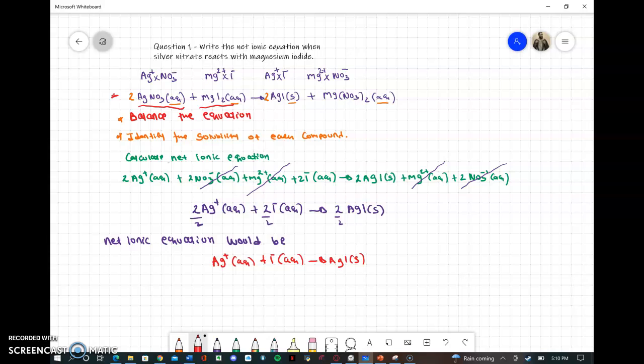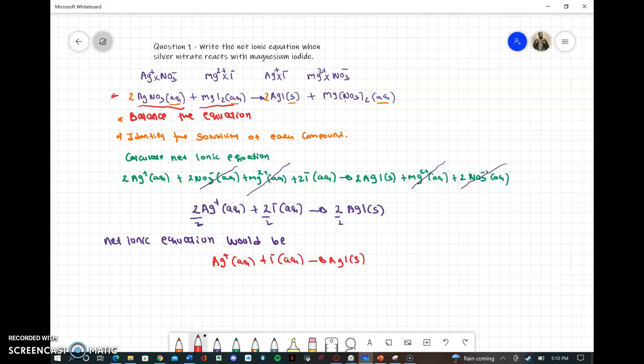We have 2 nitrogen, and we'll have 2 nitrogen right here, and we will have 6 oxygen right here, and we'll have 1 magnesium. We'll have 1 magnesium right here, and 2 iodine. We have 2 iodine right here. Now our equation is balanced.